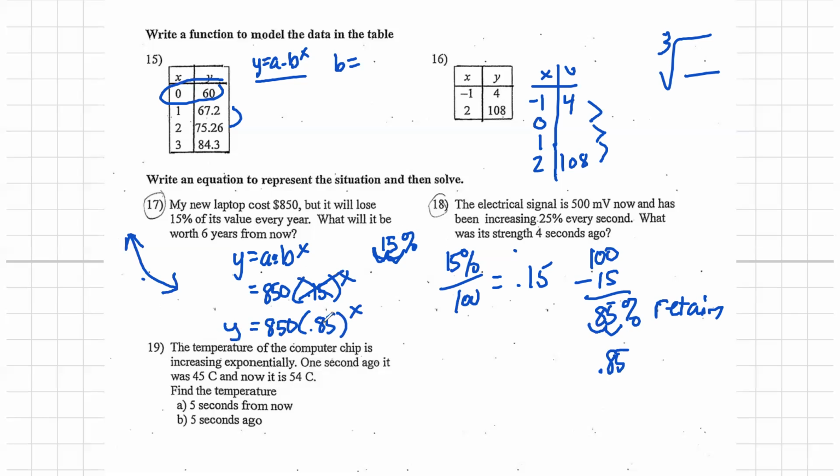So if I want to know how much it is going to be 6 years from now, what do I do with this equation? Plug in 6. You got my calculators? Go ahead and plug in 6 and do 850 times 0.85 to the 6th power. You have to use the exponent button. The little caret button is the exponent button on the far left.